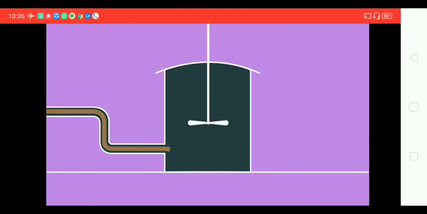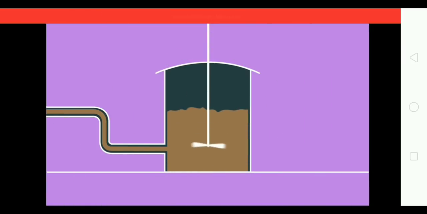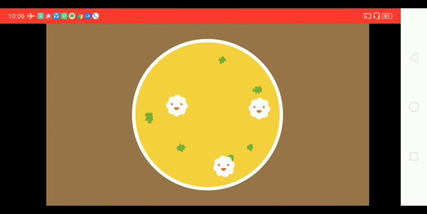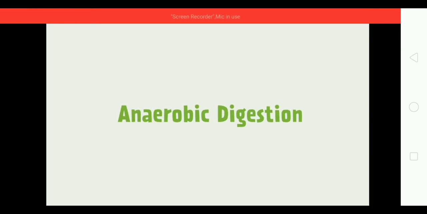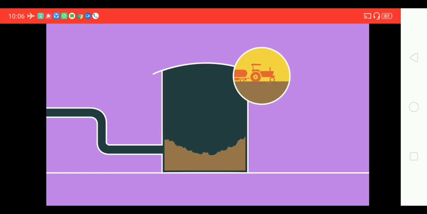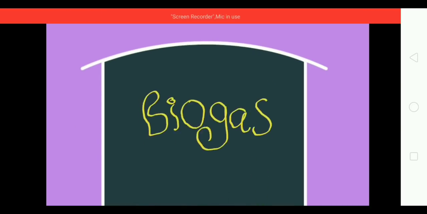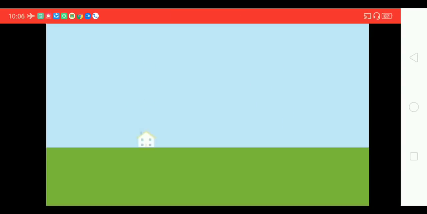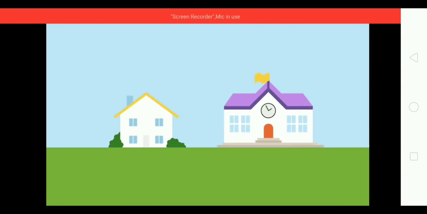Well, here's how. Your food waste goes into an enclosed tank where there is no oxygen. Microorganisms then go to work breaking it down. This process is called anaerobic digestion. As the food waste breaks down, it creates a fertilizer that can be used in farming. It also gives off biogas, which is collected and used to generate heat and electricity. This can be used to power our homes and schools.